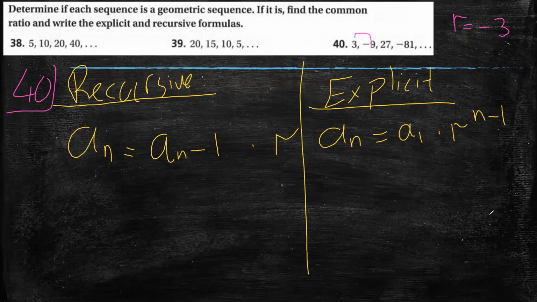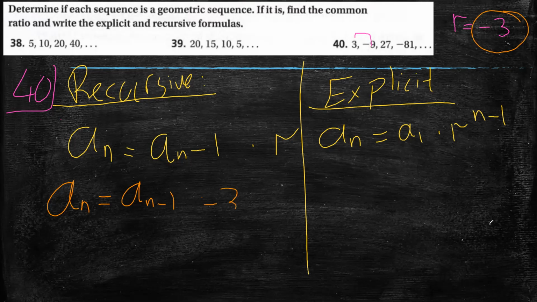Let's do the recursive now. So what I have to do, I will say A sub n is A sub n minus 1 times R. What is the value of R? It's -3. So this will be now a recursive formula.